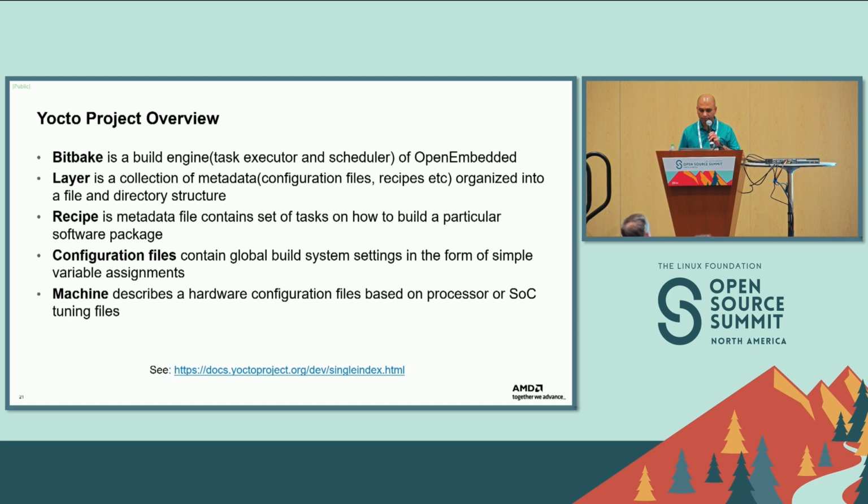The next one is the recipe. A recipe is a collection of metadata, which has different tasks and describes what kind of operations you need to run for bitbake. Next is the configuration files. These configuration files are global to the build system, in the simple form of variable assignment. If you want to build a Yocto project, these configuration files are really important. The next one is the machine file. The machine file describes your hardware configuration based on your processor or your SoC or your tune files.